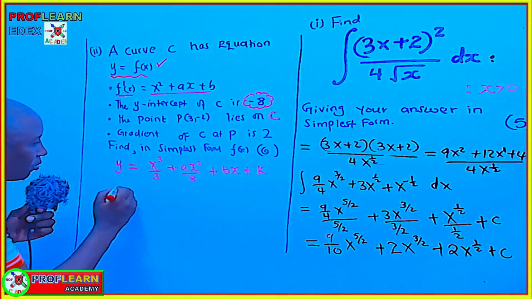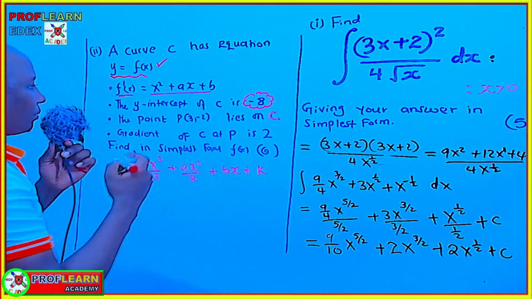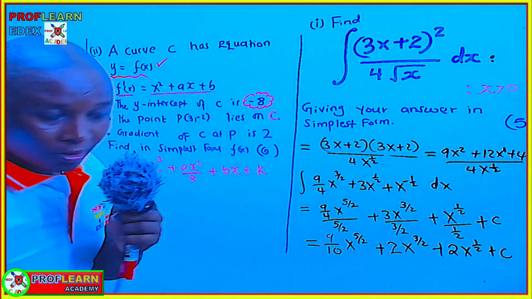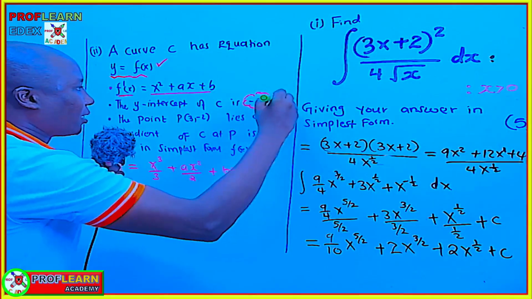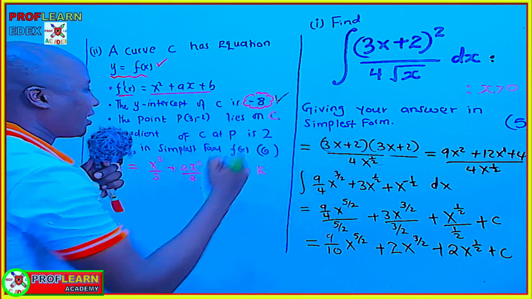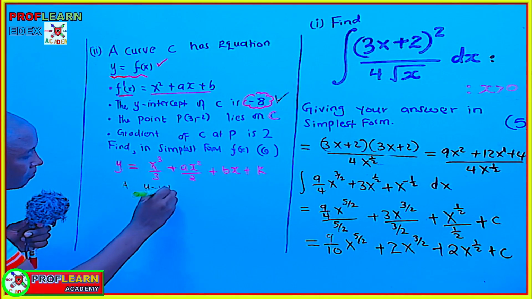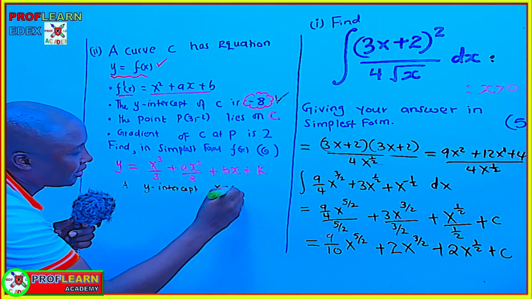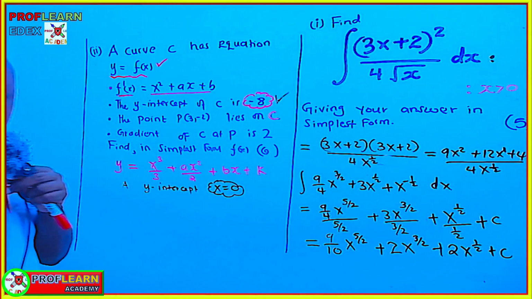Then, because we were told that at the y-intercept of C, the curve is -8, at the y-intercept we have -8. That is very important. Remember, at the y-intercept, x is always equal to 0.